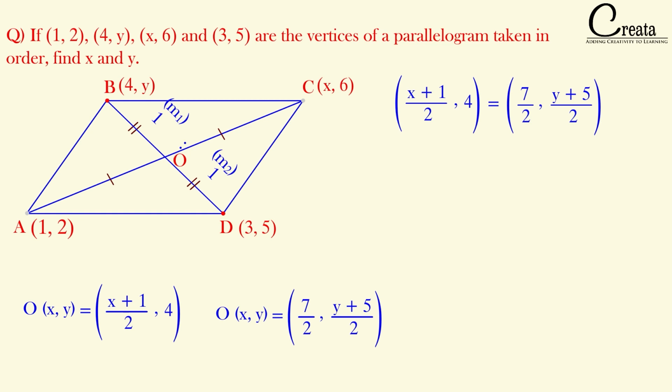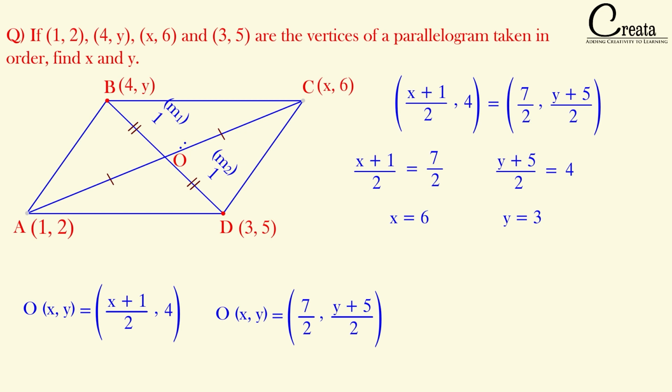So firstly, let's solve for x. We got (1 plus x) upon 2 is equal to 7 by 2. On solving, we got x is equal to 6. Similarly, let's equate the y coordinate. On solving, we got y is equal to 3. Okay, we got the value of x as 6 and y as 3. That is the answer of the question.